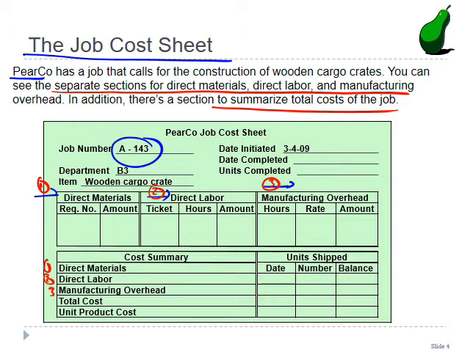So here, where does this value come from? Let me change the color. This value comes from here, this value comes from here, and this value comes from here. The total cost is the sum of all of these, and by dividing by the number of units we have computed, we can find out the unit cost as well. So let's move further.